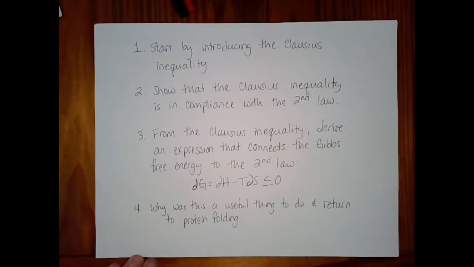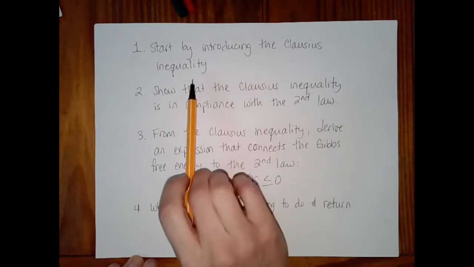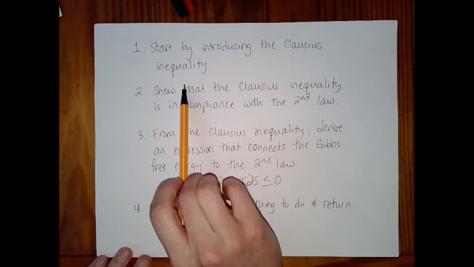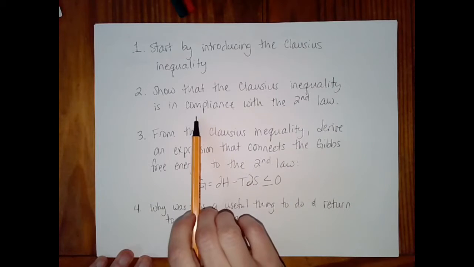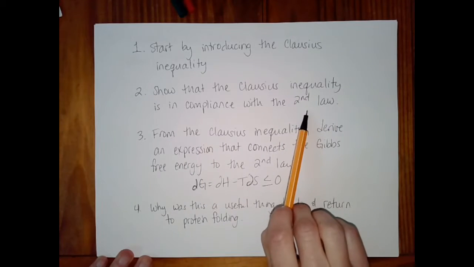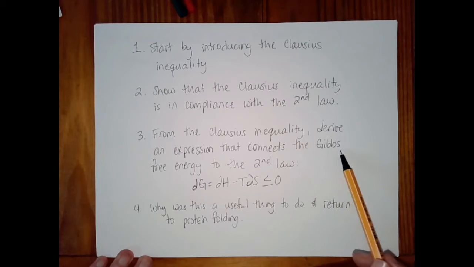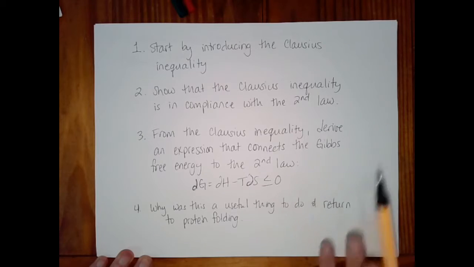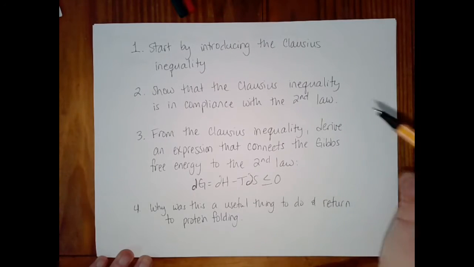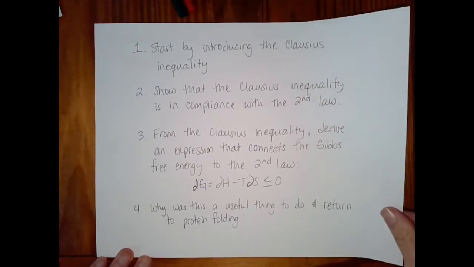The process that we're going to use is we are going to start by introducing something called the Clausius inequality. We're going to show that the Clausius inequality is in compliance with the second law. And then from the Clausius inequality, we're going to derive an expression that connects the Gibbs free energy to the second law, and that is this expression here. We're going to talk about why this was a useful thing to do and return to that protein folding picture.